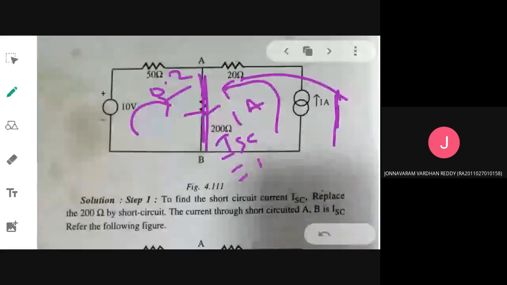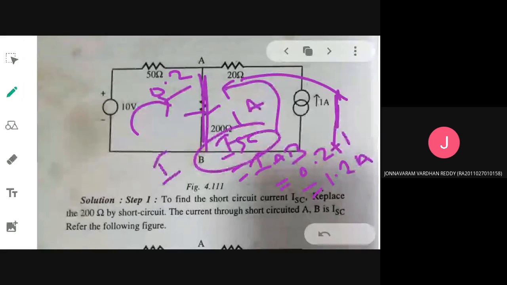Tell me what will be the current flowing through that IAB branch now. You need to just sum both, so that current will be 1.2 ampere. That is your ISC, or Norton's current. So the first step, Norton's current, is over.